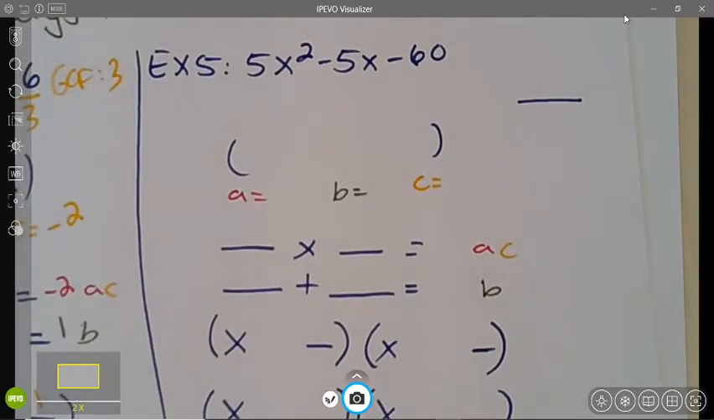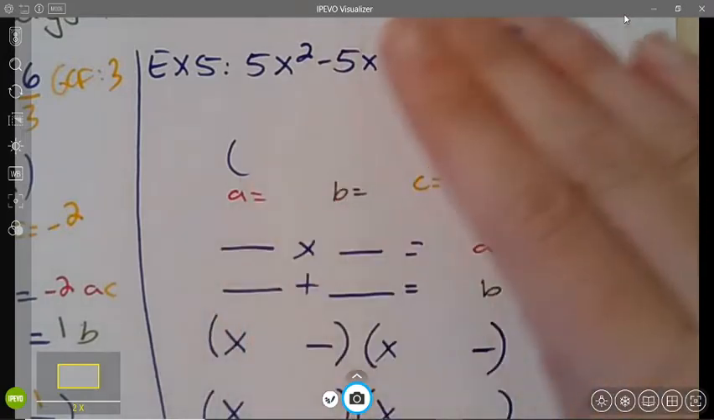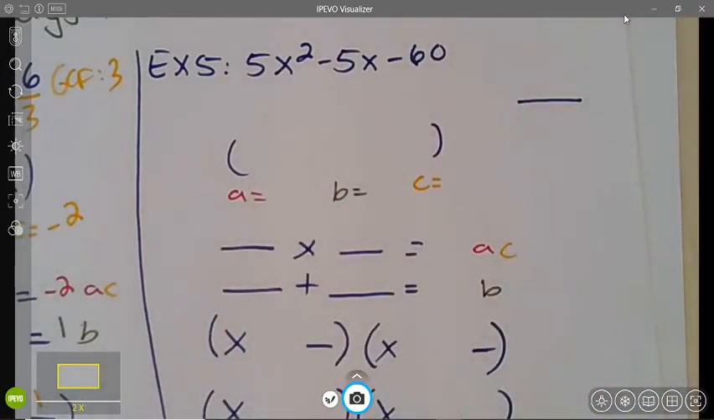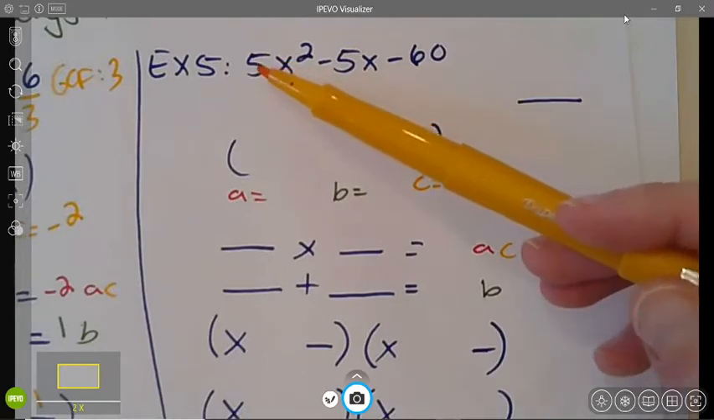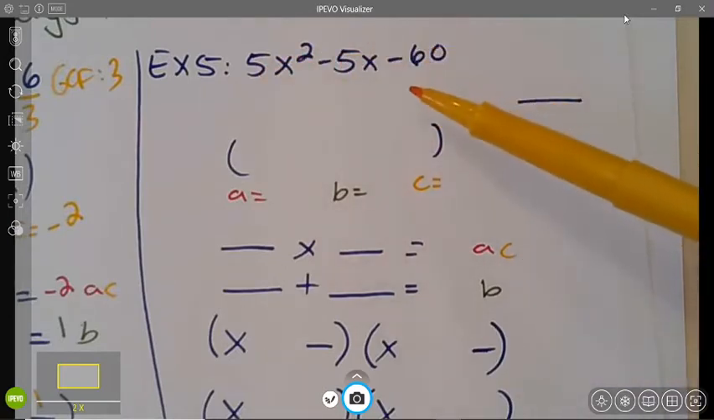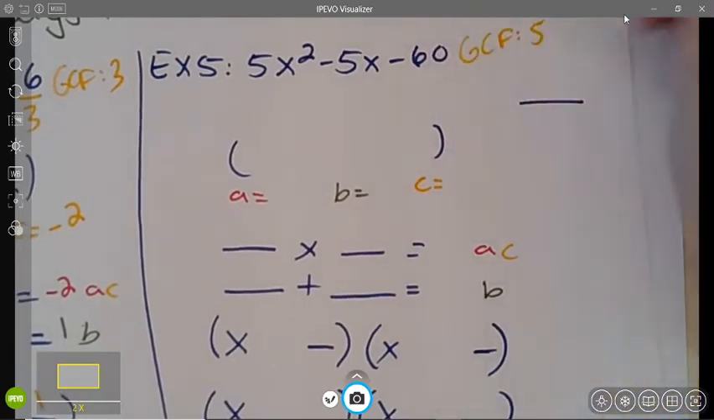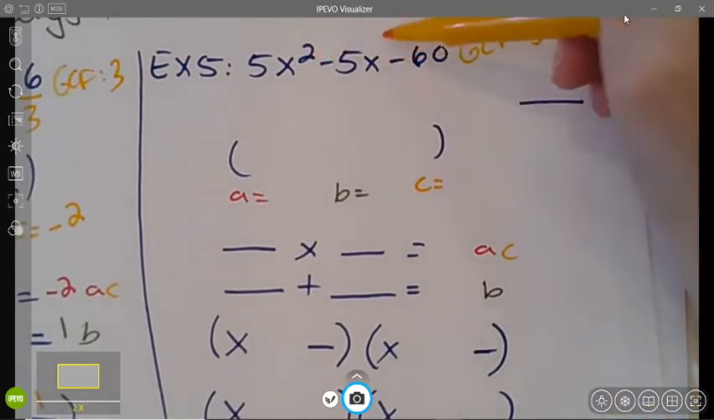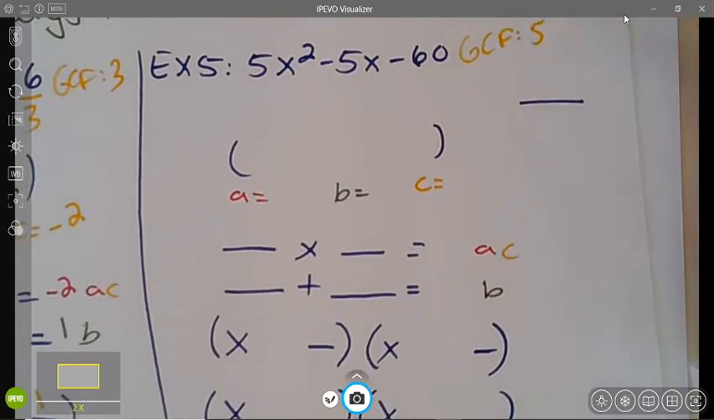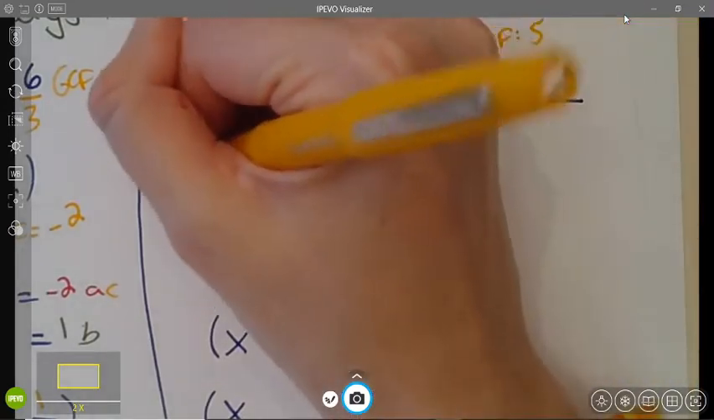Okay, so don't forget, which factoring technique do we always try first before we try any other technique? Correct, that would be our GCF. So do you guys spot a GCF in the problem? What is the largest number that will divide into 5, 5, and 60? That would be a 5. And I do not have an x in every single term, so I cannot include it in my GCF. So my GCF is a 5.